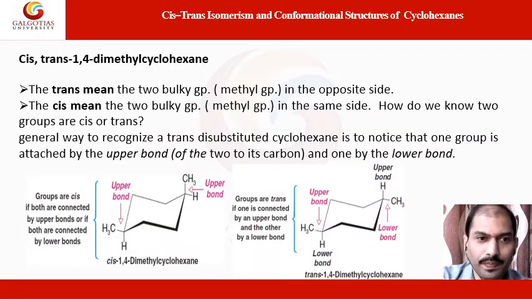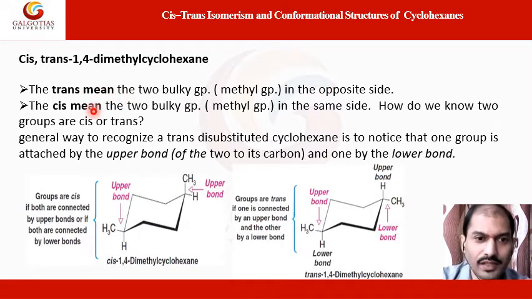Now, like cis-trans isomerism, you also know what isomerism and the conformational structure of cyclohexane are. Once we see here cis and trans 1,4-dimethylcyclohexane, we can see how these are seen. Trans means the two bulky groups, and here in dimethylcyclohexane the methyl group is comparatively more bulky than the hydrogen atom, are on opposite sides. If these are on opposite sides, it is said to be trans.